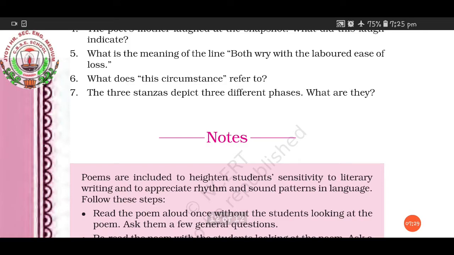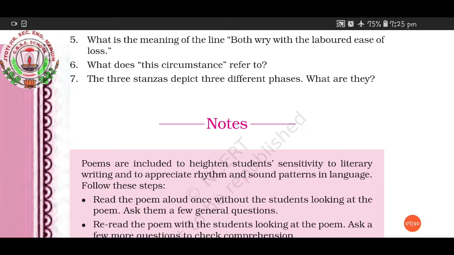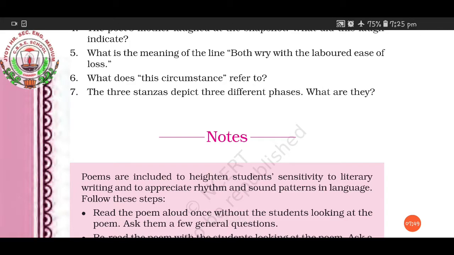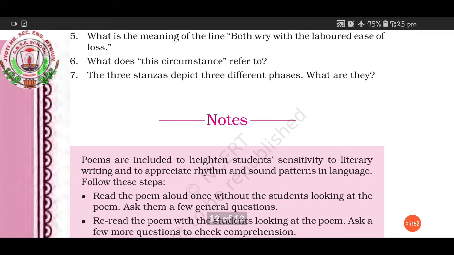The three stanzas depict three different phases. What are they? In the first stanza, what is the poet's mother doing? She's a child. So, childhood, childhood happiness. Second stanza, she is a young lady and she recalls her past childhood memories. And in the third stanza, the poet's mother is no longer. And it's the death and the loss that has been depicted over there in the third and the last stanza of the poem.